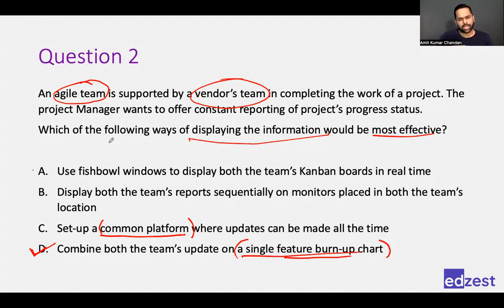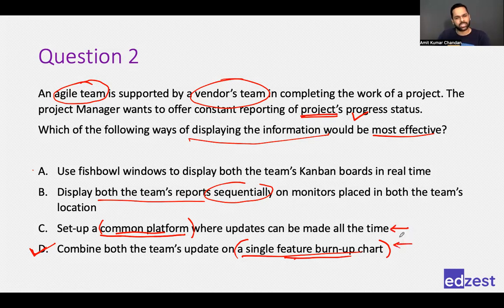See, the idea here is that although we are setting up a common platform, we are not talking about what will be displayed there. Maybe the platform is common, and you're displaying both the teams' reports differently or sequentially. So there is an option which is helpful, but we are not very clear if we are meeting our purpose. Ultimately we have to display the project's progress report. If we keep track of features, then we will get to know about the project. That is why D is slightly better than C. It's a very thin line between C and D actually. And when we see such questions, these are what are called difficult questions, right?